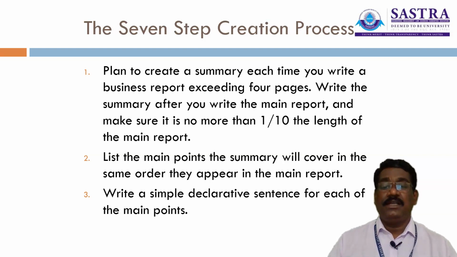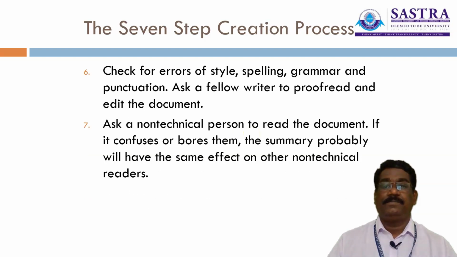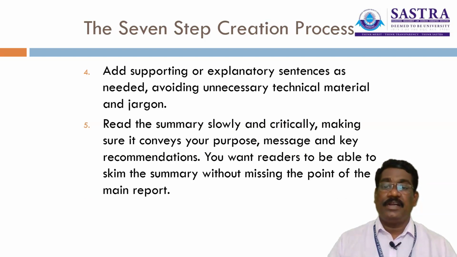Next, list the main points the summary will cover in the same order as I was mentioning. Write a simple declarative sentence for each of the main points. This is the outcome of the research report. You have to be very authentic in writing the information here.